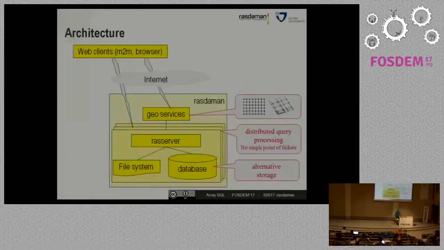Okay, the architecture is like that. We have a central workhorse, the RAS server process, the Rasterman server process, that can put its pixels into a database. This is how we historically started. It can be PostgreSQL, for example, or any other relational database.